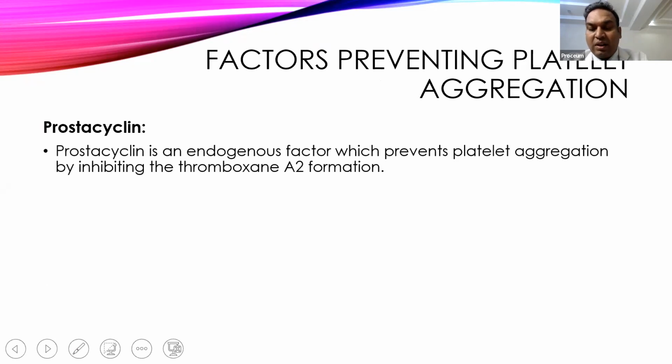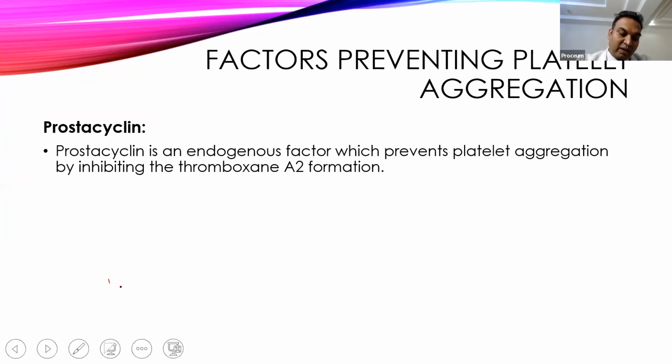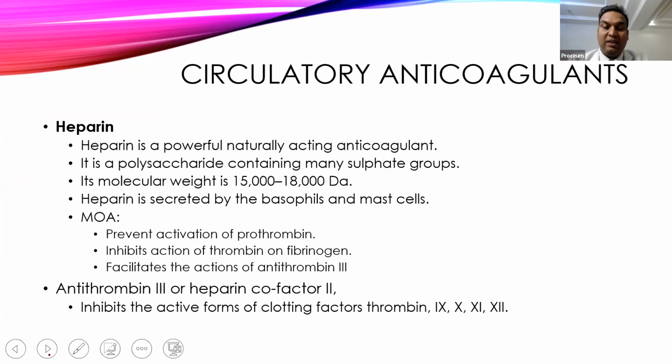This thromboxane A2 formation is also prevented by one chemical, that is called aspirin. Aspirin prevents thromboxane A2 formation, and because of this, it prevents platelet aggregation, and that's why aspirin is a useful drug for the prevention of myocardial infarction. So we give a small dose of aspirin to a patient who has a tendency to myocardial infarction, also called having ischemic heart disease.